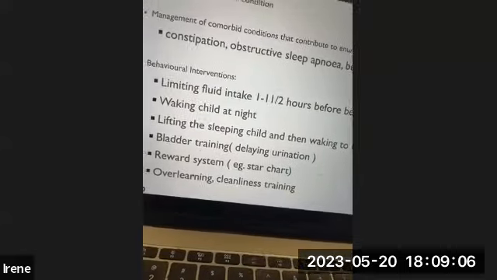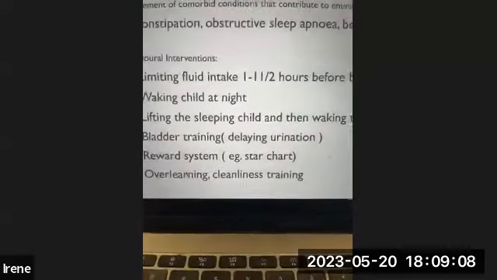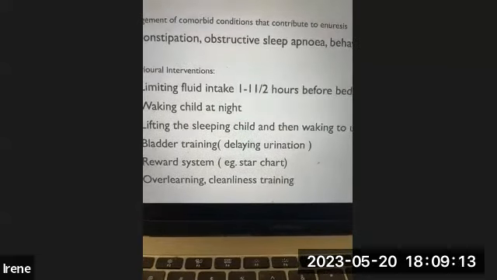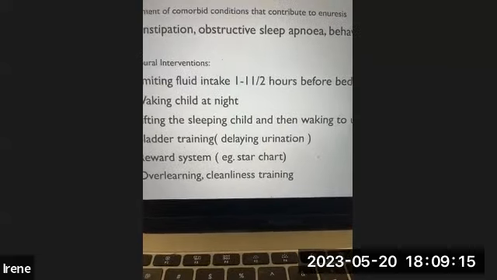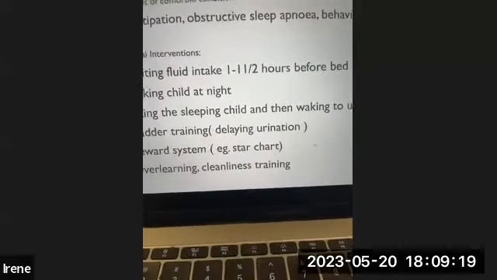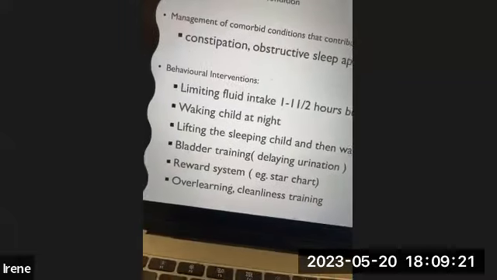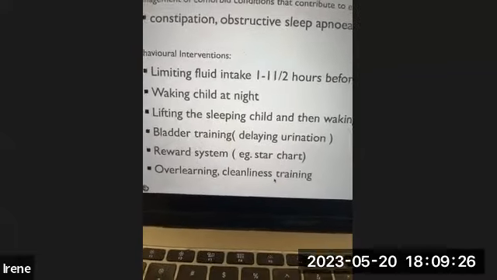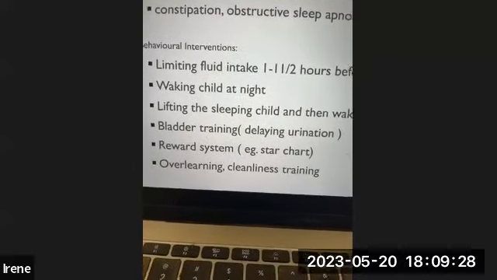Then we have overlearning. They're all different behavioral therapies. When a child is able to maintain a dry bed for about 14 days, you can let them drink an extra amount, or even reward them extra. That is the overlearning. And then cleanliness training. It is not punishment, but this is how it works.